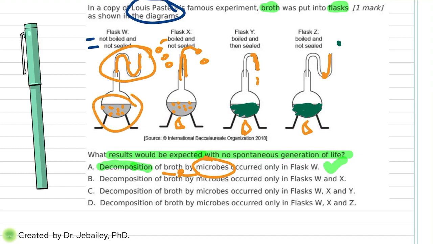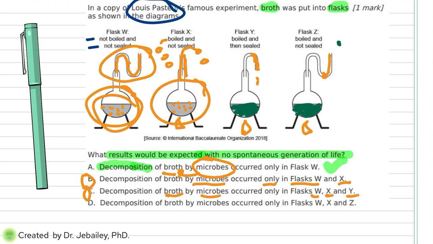So they're basically saying that decomposition of broth by microbes occurred in flask W. Were there microbes here? Yes, there were. Was it actually breaking down? Yes, it was. The next one says, B: decomposition of broth by microbes occurred only in flasks W and X. There was decomposition here because microbes were here, and also here because there are microbes here. So far B looks good. Now, C: decomposition of broth by microbes occurred in W, X, and Y. It did in W, and in X, but in Y we don't see any orange dots. So there was no microbe inside, so it did not digest the broth. So C is out of the way.